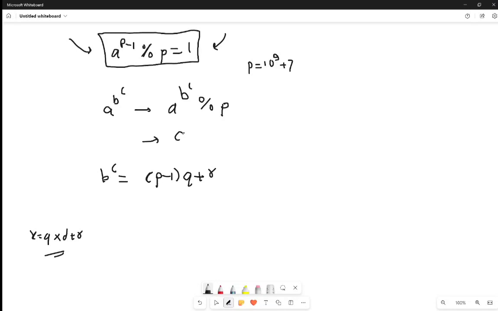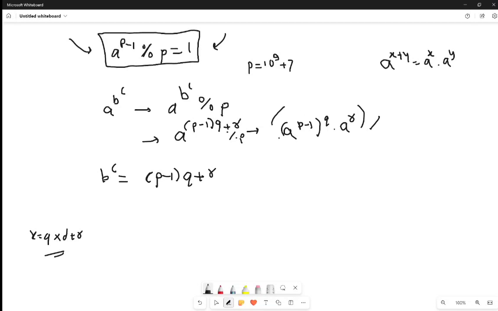So this will become a to the power p minus 1 into q plus r. So we can write it as a to the power p minus 1 into q, times a to the power r, because you know that a to the power x plus y is nothing but a to the power x into a to the power y. Similarly, I have split it. Now as we know that this is modulo p, this will also be modulo p. So in multiplication we can directly split this modulo operator across each term.